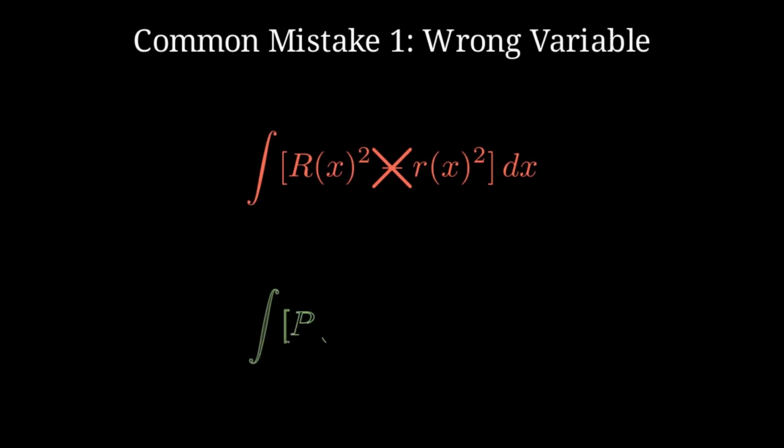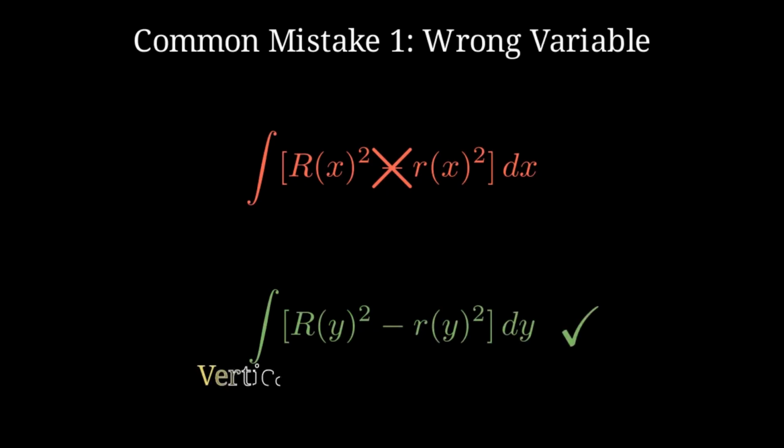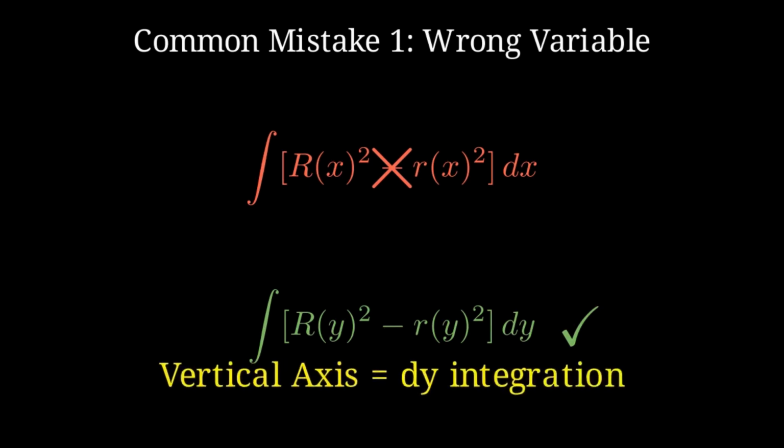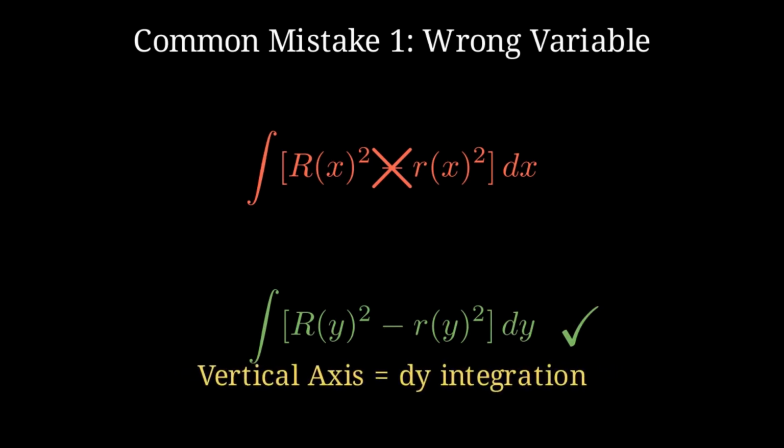Remember, if the axis of rotation is vertical, your slices are horizontal. Horizontal slices have thickness of dy. If you use a dx, you are calculating a completely different volume using the shell method instead.